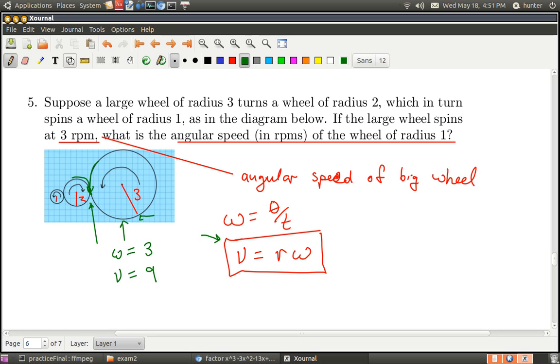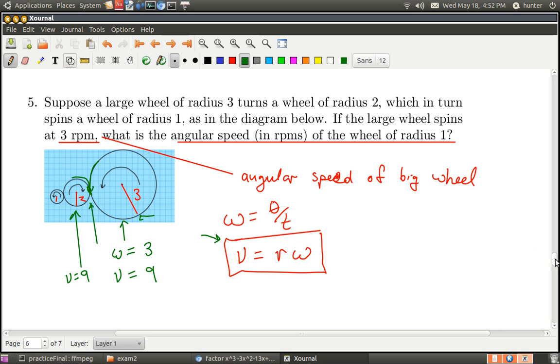Okay. All right, and so now let's look at the medium wheel. So we just argued that the linear speed on the perimeter of the big wheel is the same as the linear speed on the perimeter of the medium wheel. So that means here v is also equal to 9.